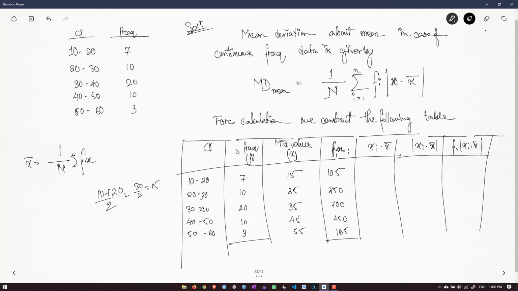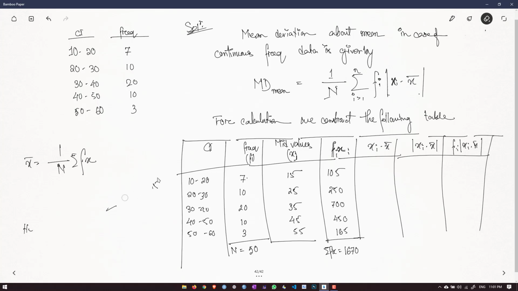Now we need the total of this column, f frequency, which will give you capital N. Capital N means total frequency. Now 7 plus 10 is 17, 17 plus 20 is 37, 37 plus 10 is 47, plus 3 is 50. That means total frequency is 50. Now we need the total of this summation fx. What is total? 105, 250. If you add all of this, you will get 1670.